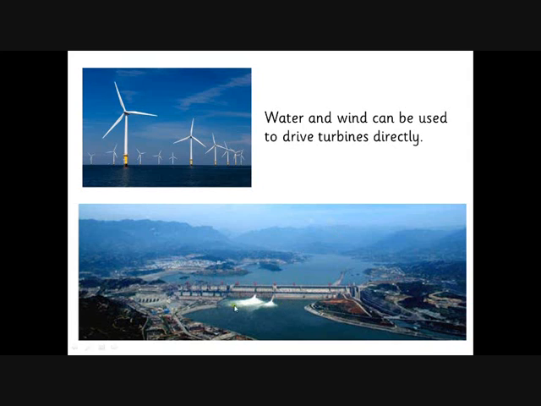Here's a hydroelectric power station. This is the Three Gorges Dam, the biggest hydroelectric power station in the world, in China. You put a dam in the river, the water flows through the dam. As it flows through it, inside here there are turbines. These turn again, driving generators to make electricity.